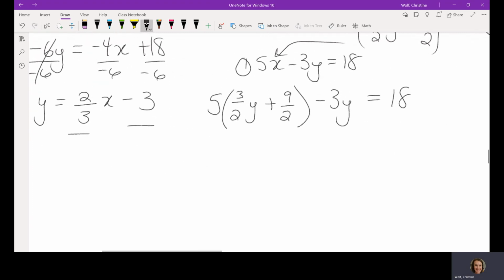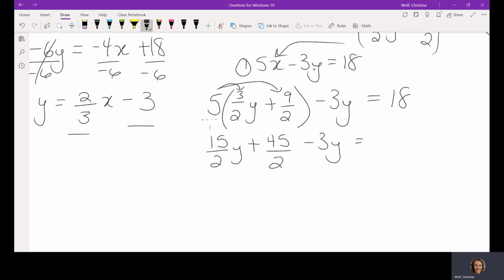Okay, so this is where I'm at. What you need to do is distribute this 5 in, okay? And then after that, we're going to get rid of the fractions. We can't really get rid of the fractions now because they're inside a bracket, so we have to distribute that 5 in first. That's going to be easier. When you distribute the 5 in, remember that this 5 is really over a 1 only. So that 5 just gets multiplied to the top numbers, just the 3 and the 9. The 2's on the bottom will not change. So we get 15 over 2y plus 45 over 2 minus 3y equals 18.